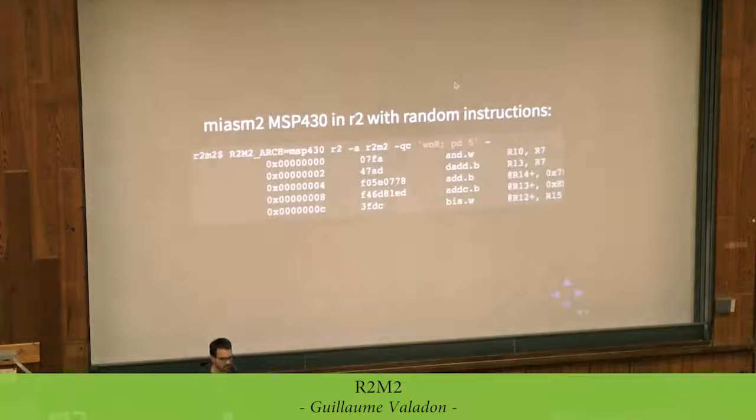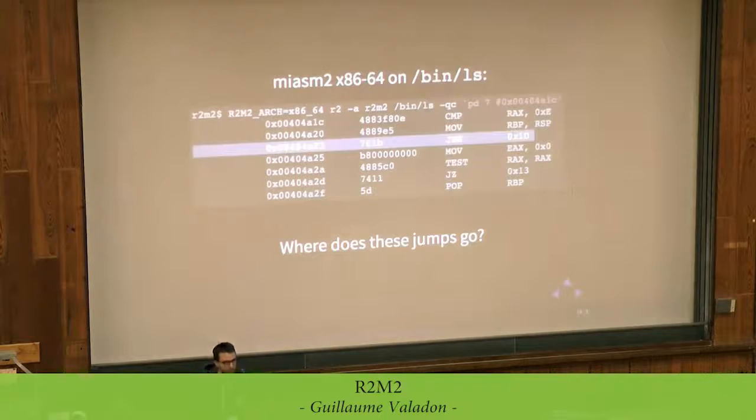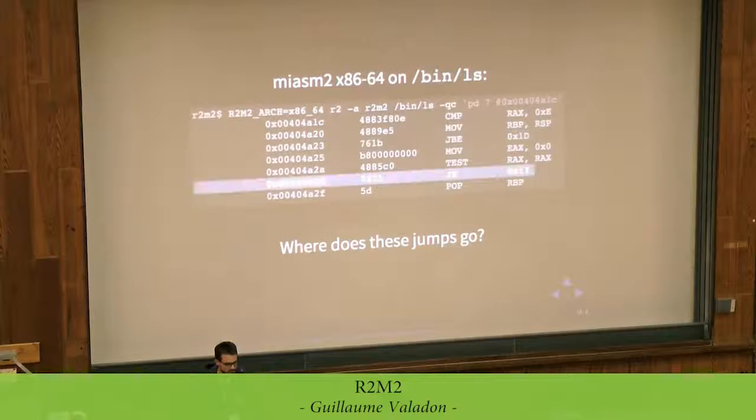That's a silly example. I'm using the MSP430 implementation in miasm on random instructions, disassembling 5 instructions here. A bit more complicated, bin ls, x86. That's nice, but here we have jumps. And so far we are only doing assembly and disassembly, which is as useless as objdump.